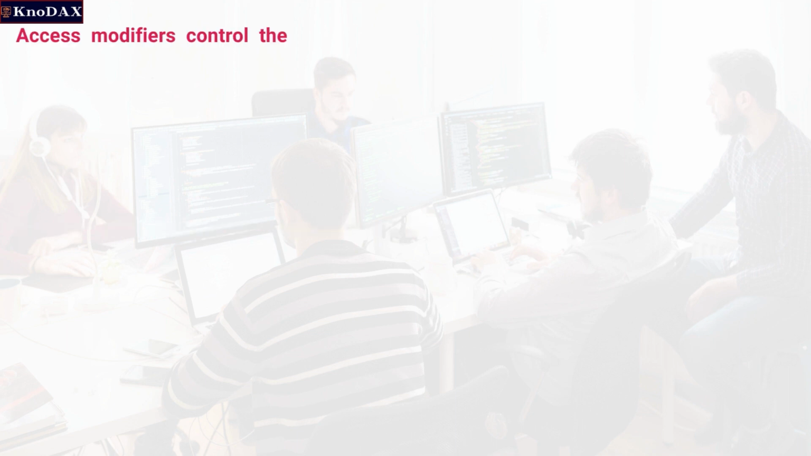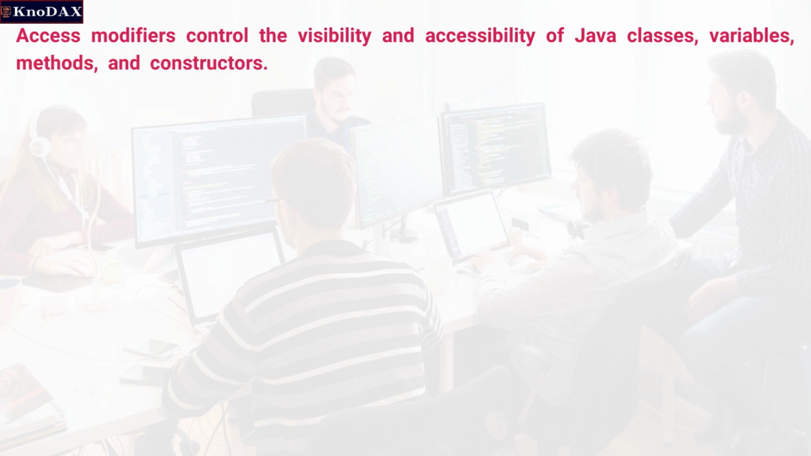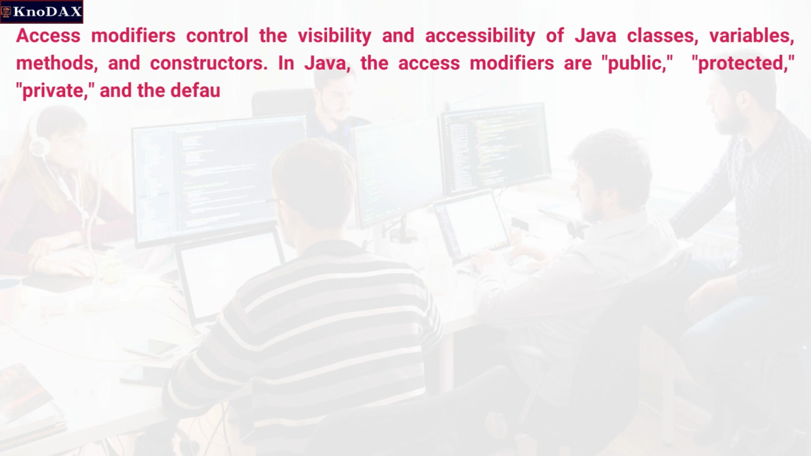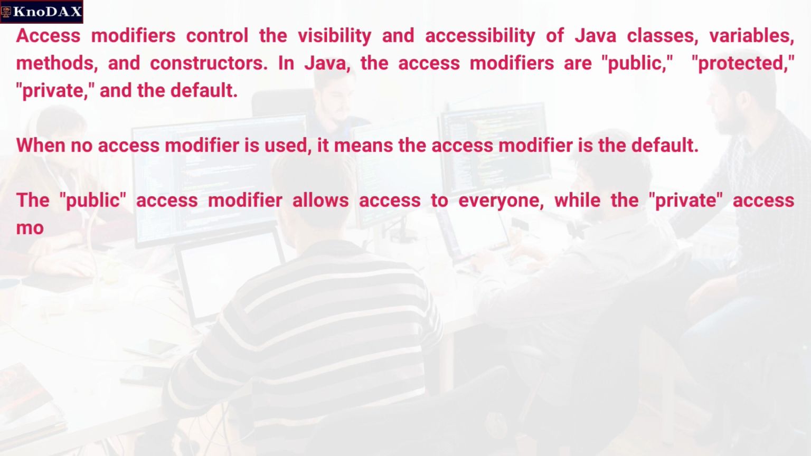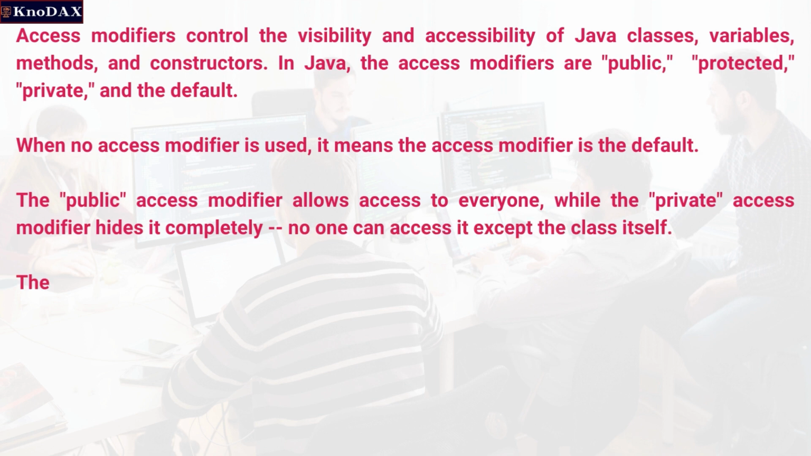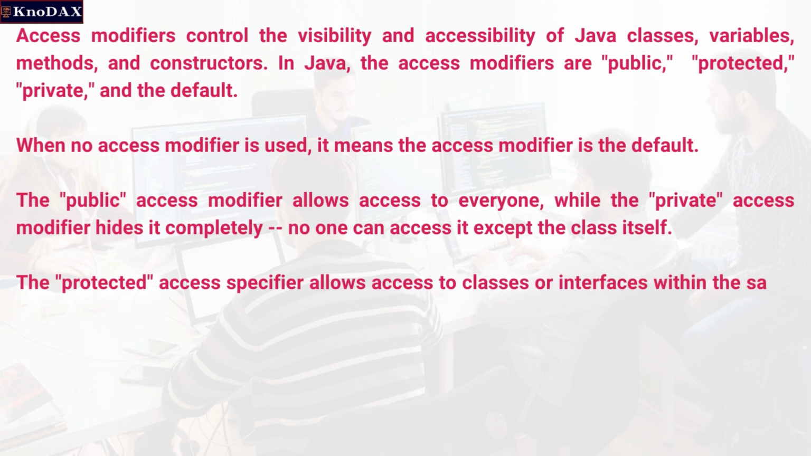What are access modifiers in Java? Access modifiers control the visibility and accessibility of Java classes, variables, methods, and constructors. In Java, the access modifiers are public, protected, private, and the default. When no access modifier is used, it means the access modifier is the default. The public access modifier allows access to everyone, while the private access modifier hides it completely. No one can access it except the class itself.